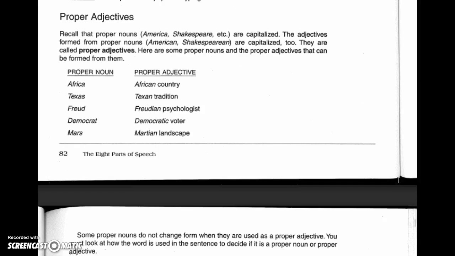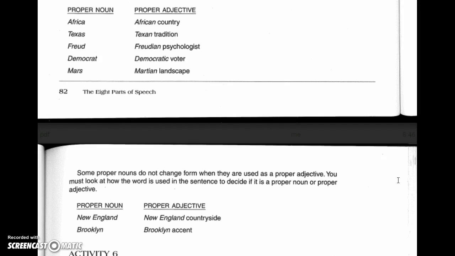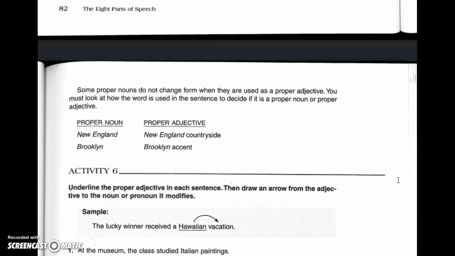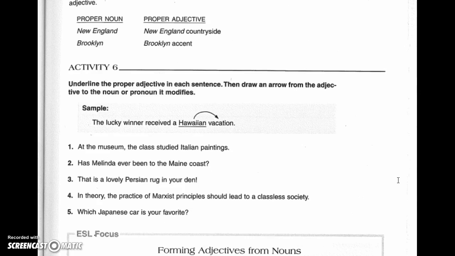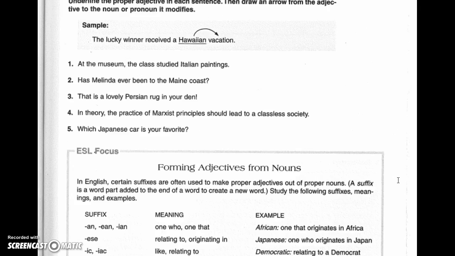This little mini lesson here is all about proper adjectives, and just like proper nouns, we have a capital letter because it refers to a country, a city, a region. So I believe there are 5 questions in activity 6 that I would like you to complete. And they want you to draw an arrow from the adjective to the noun it modifies. Remember your capital letters.